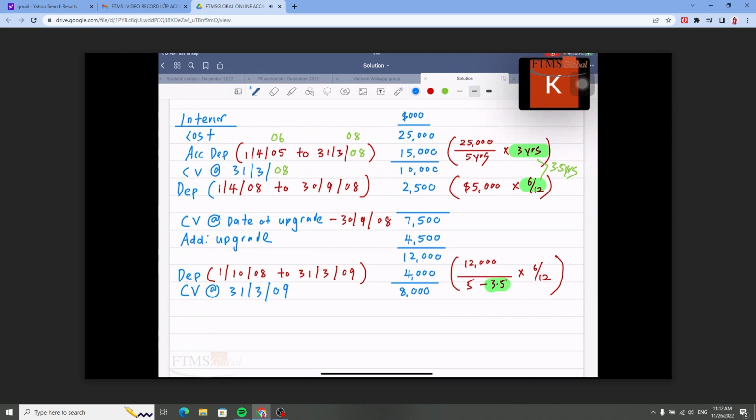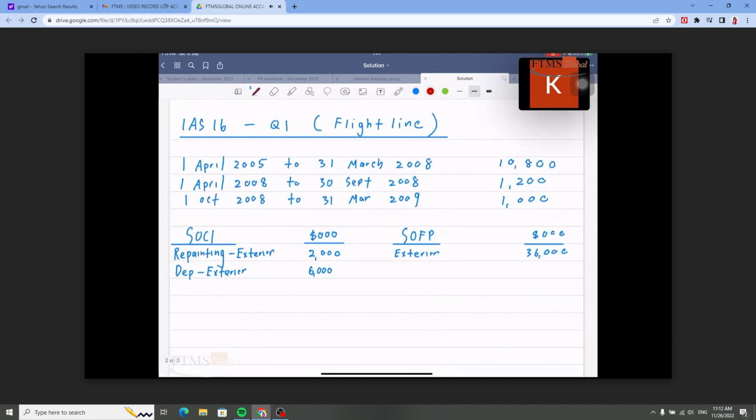Okay, so of course, after you complete the working, you can fill in your SOCI and your SOFT. Right? Okay, so this one I need to show you a little bit. Now, SOCI, can I just ensure we all know? SOCI means accounting period. Can I just write the accounting period for you? Accounting period is from 1st April 08 to 31st March 09. This is the accounting period, 1st April 08 to 31st March 09. No problem. Everybody knows this.